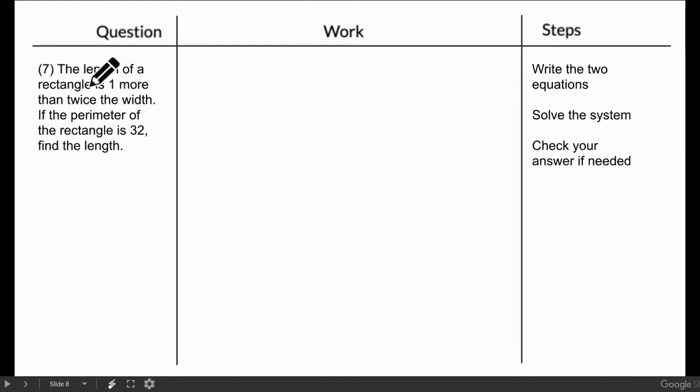The first one says the length of a rectangle is, so again, that's telling me that the length is, that's equals. And then it's one more than, so I'm going to add 1 to twice the width, so 2 times W. Now my second equation says if the perimeter of the rectangle is 32, then find the length.